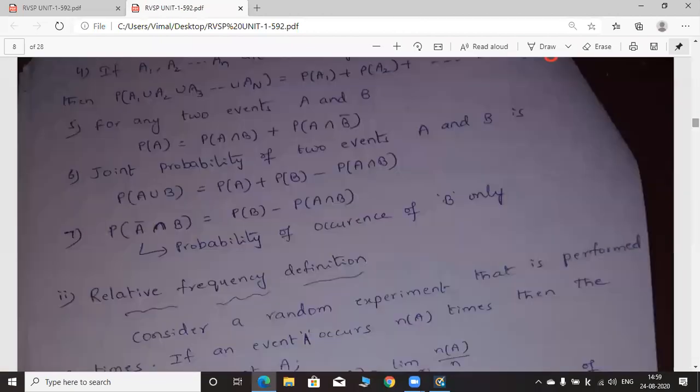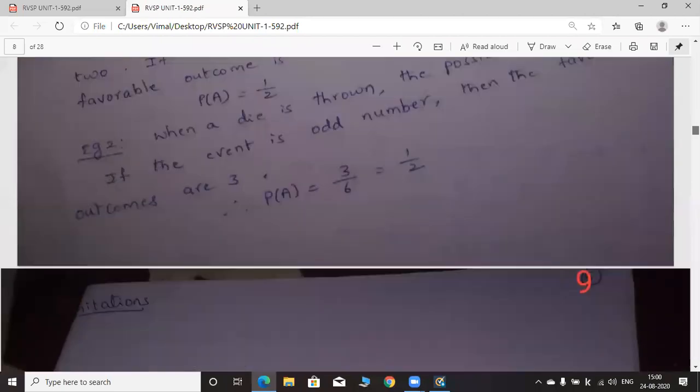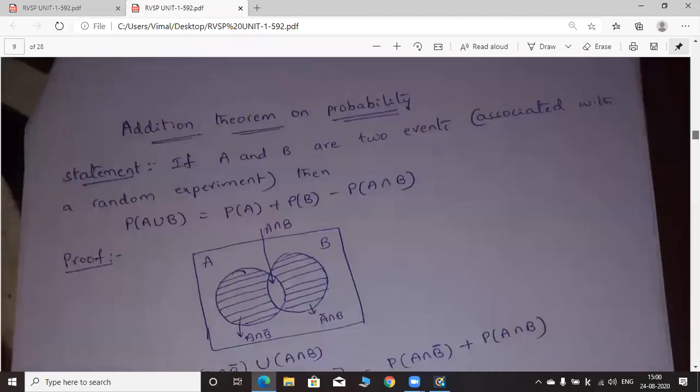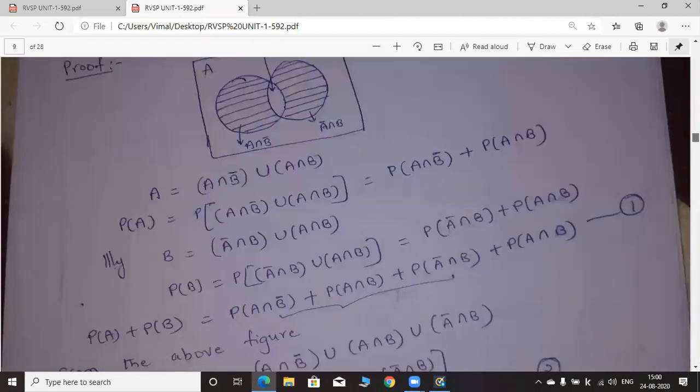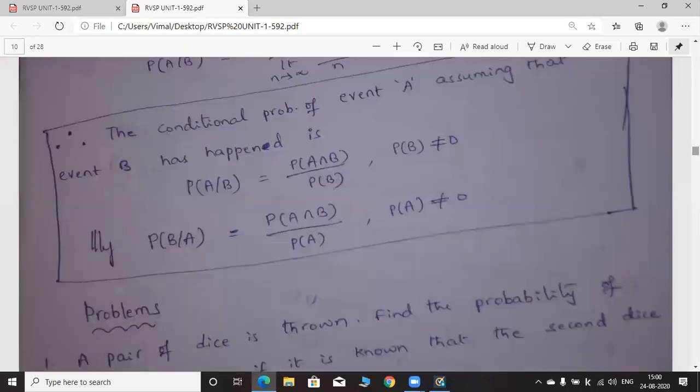In this class, three properties of probability are discussed, and the remaining two definitions of probability, the relative frequency definition and the classical definition, are also discussed. Next, the addition theorem on probability is also proved here. Next, conditional probability is also explained. So based on all these concepts, we will solve the problems in the next class.